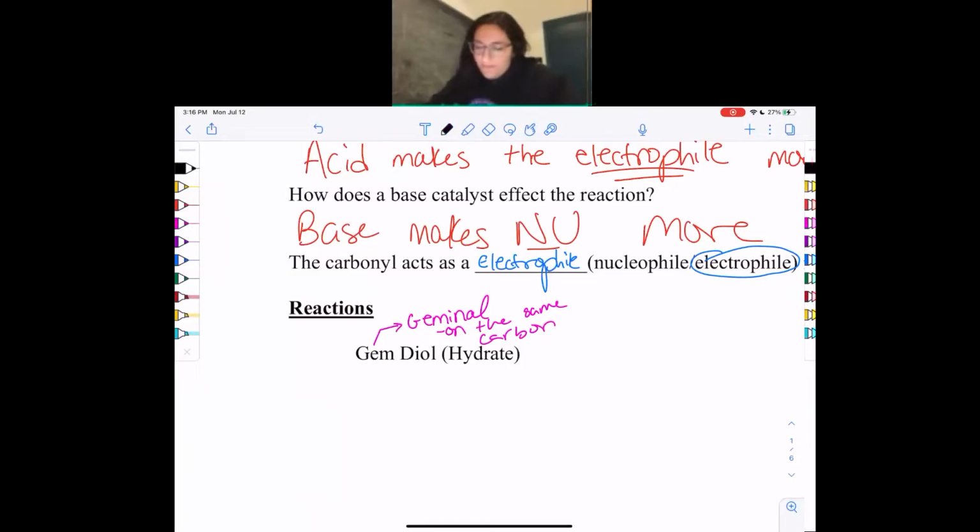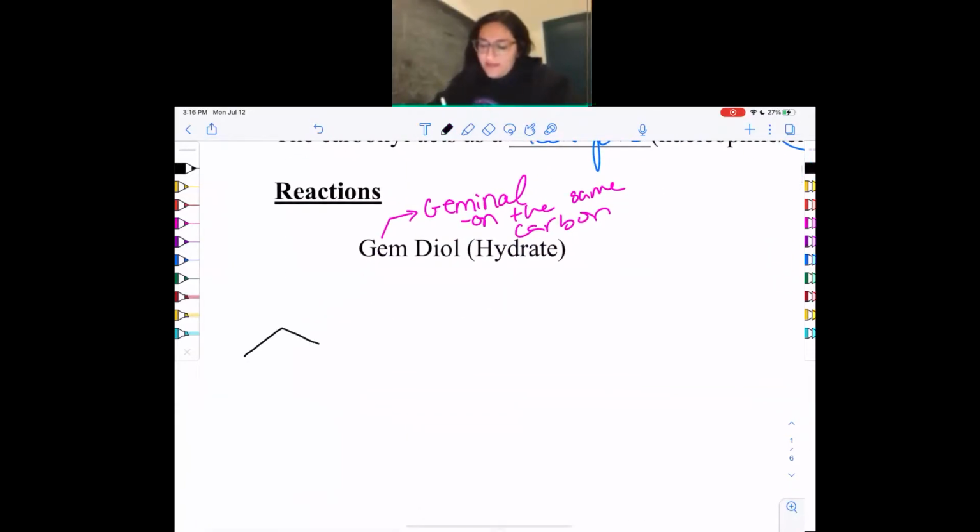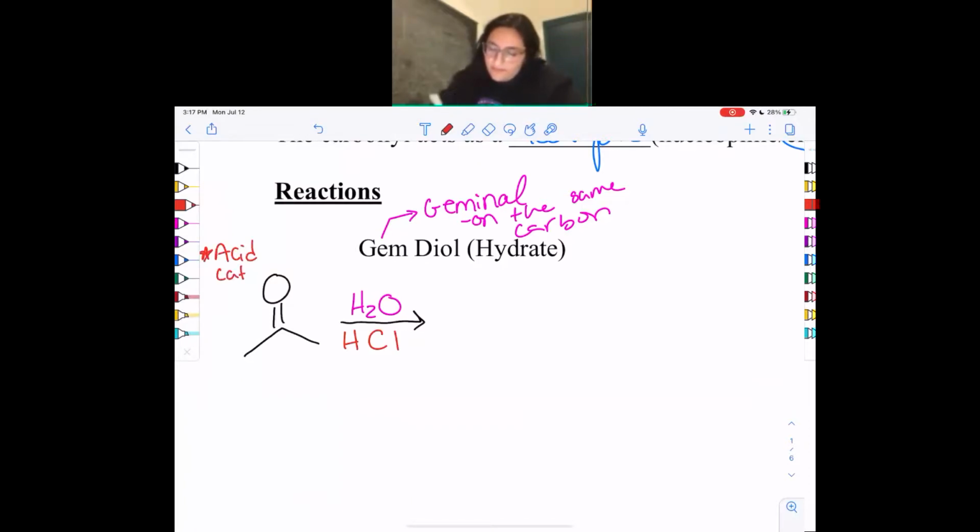So if we start out like we talked about with any ketone or aldehyde, I'm going to start with a ketone. And we're going to do an arrow, and on top of the arrow, we're going to have H2O. And first, we're going to do this with an acid catalyst. So I'm going to write in the corner, this is our acid cat. And then we will do it one more time with the base catalyst to see any similarities or differences.